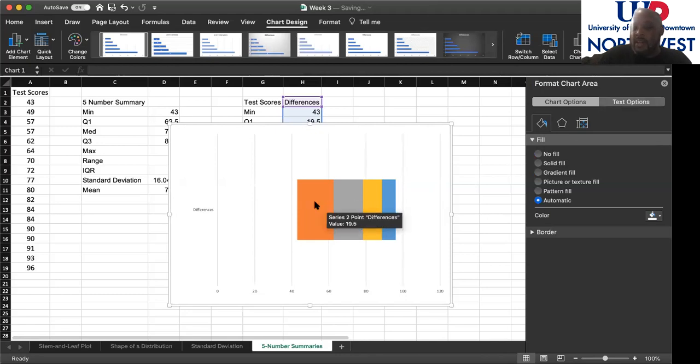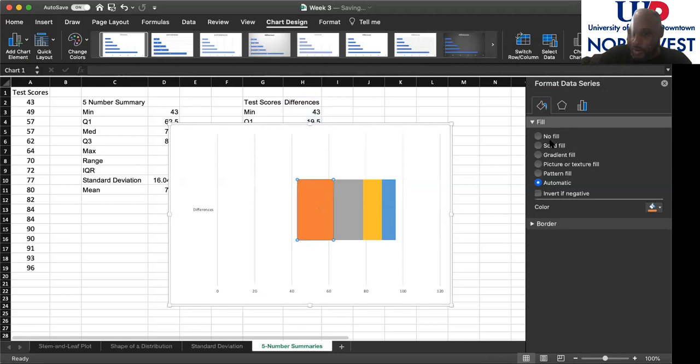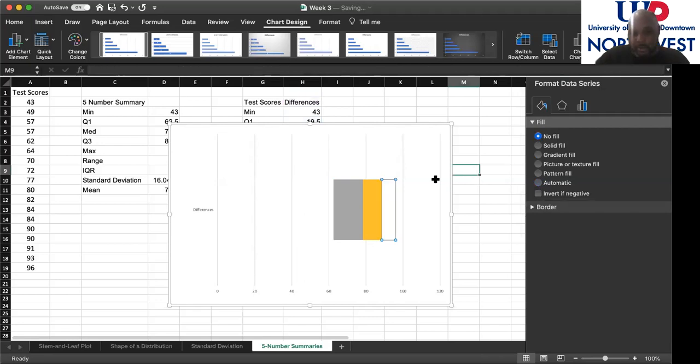So again, I'm going to do this to the orange. I'm going to make that go away with no fill. And I'm doing this through my chart design, by the way. Chart design. I'm going to make the blue go away with no fill as well. So when you look at this now, where is Q1 starting?